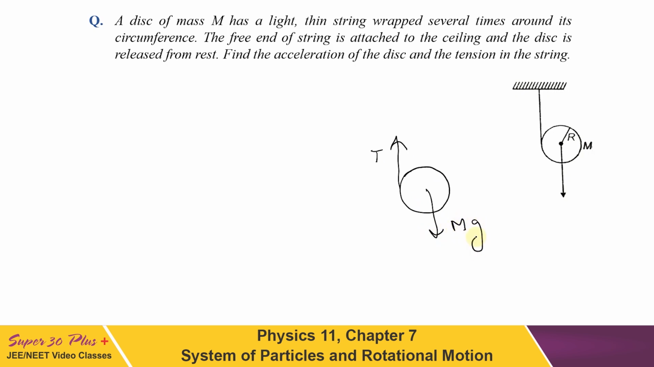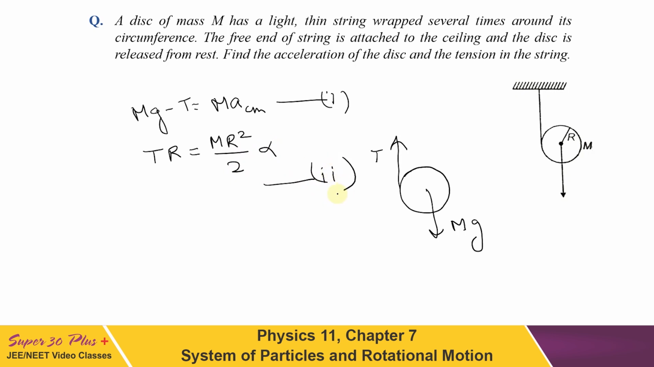Let us write F is equal to ma. That will give mg minus T is equal to m aCM, which is equation number 1. The next equation has to be for rotation. So that will be TR, only tension has an effective torque. So TR has to be equal to, now it is given a disk, and we know that for a disk, moment of inertia about center of mass can be written as mR square by 2. So this is mR square by 2 into alpha, which is our equation number 2. One more equation we can write, that is aCM is equal to alpha R.